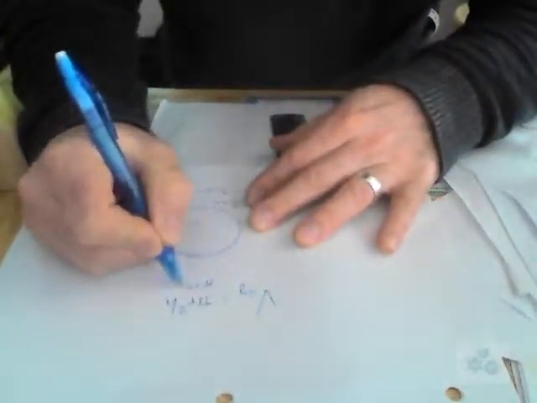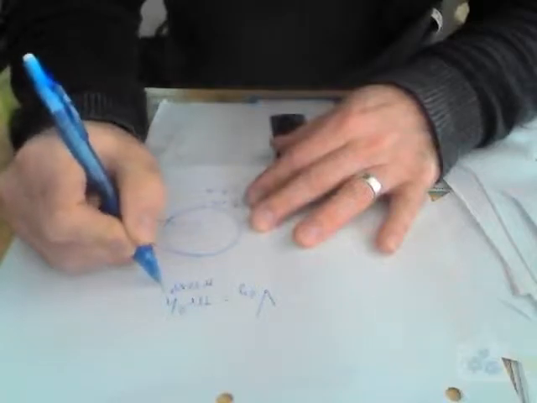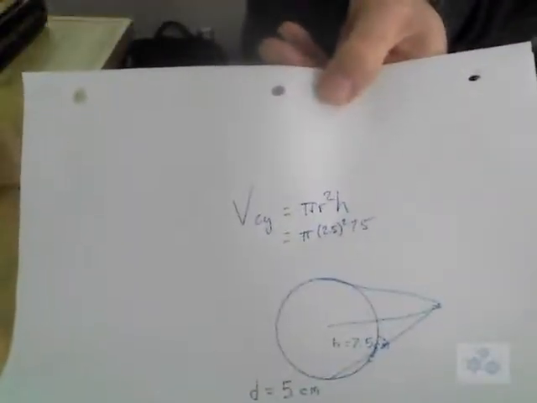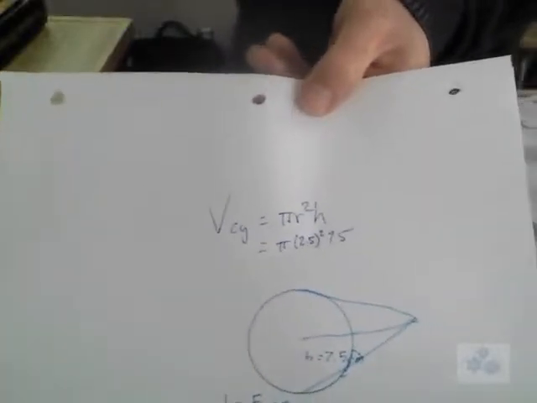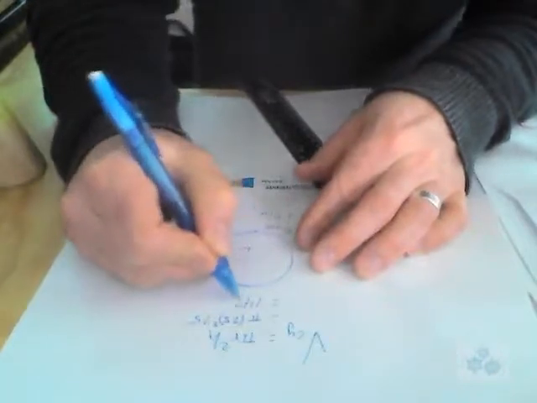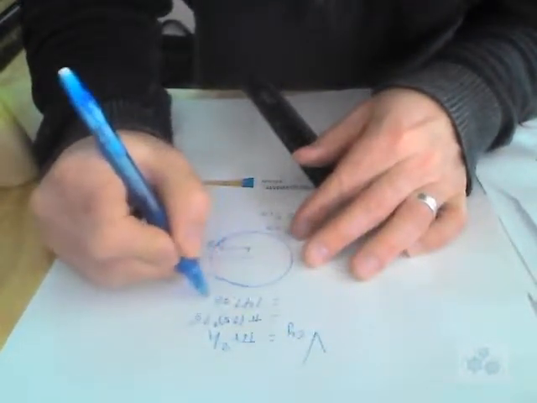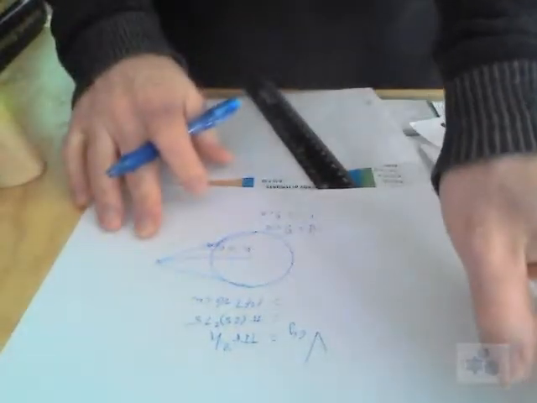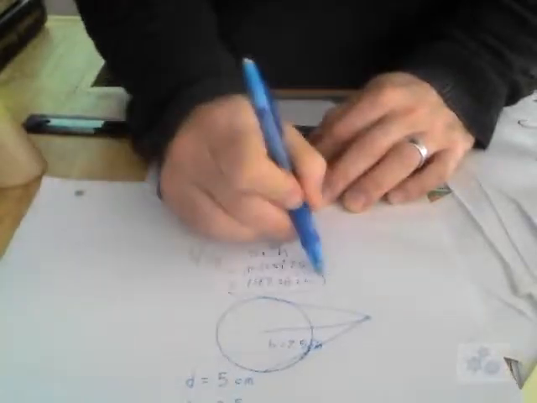So pi times 2.5 squared times 7.5. That's what I'm looking for right there. And what's the answer there? Anybody got it? 147.26. Is that confirmed by anybody else? Yes. Okay, got two other witnesses there. That's good. Okay, so we're going to have this in mind.